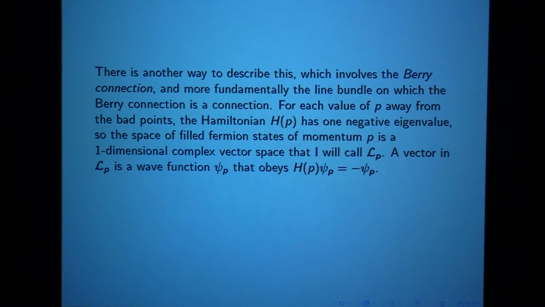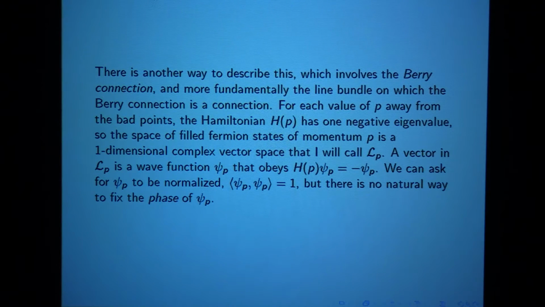And a vector in L sub p is a wave function that obeys h of p times psi sub p. I wrote here -1, but it should be minus epsilon of p times psi of p. It's an eigenstate with negative eigenvalue. The fancy way to say this is that as p changes, you define a complex line bundle whose fiber at P is this L sub P.